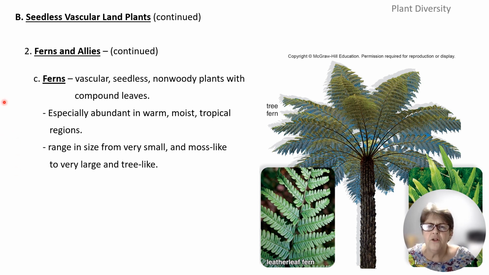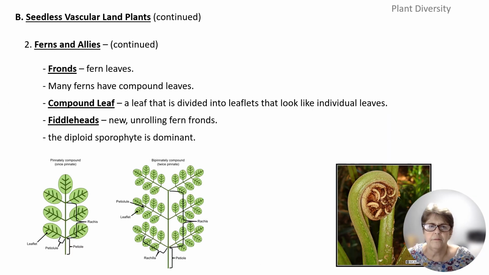So ferns range in size from very small and moss-like to very large and tree-like. The leaves of ferns are called fronds, and many ferns have compound leaves. And the compound leaves are leaves divided into leaflets, and each leaflet looks like an individual leaf, but really the whole thing is the frond. Okay, and here's a leaflet, and this whole thing is the leaf. There's the petiole, which is a little stalk.